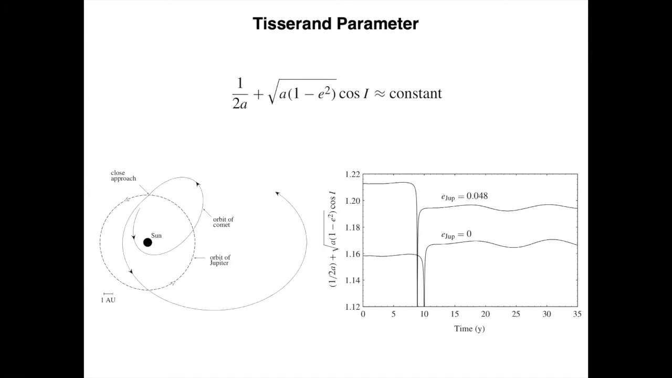It can be used to determine whether or not, say, a newly discovered comet is a previously known object that has had its orbital elements changed by a close approach to a planet.